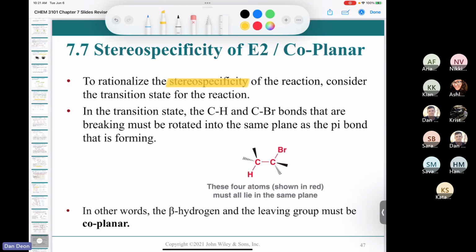You have to look at the transition state. What you have to do is put the carbon-hydrogen bond, that's this bond, and the carbon-bromine bond, that's this bond, into the same plane as the pi bond that's going to be forming. Where are you forming the pi bond? You're forming the pi bond right here. So they have to be in the same plane. So we say that the beta hydrogen and the leaving group are coplanar to each other.